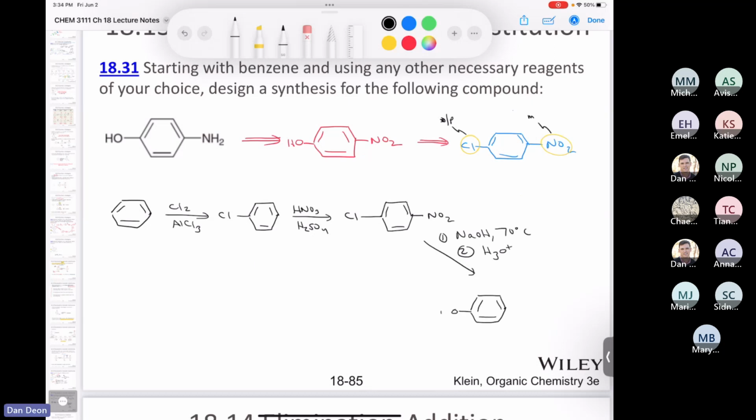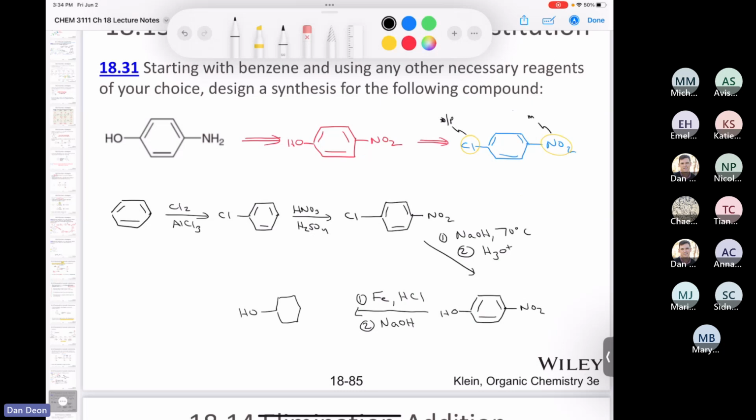So here we go with that. So we have para-nitrophenol. And then the last step is to reduce the nitro down to the amine. That's going to be a two-step process. Step 1 is going to be iron or zinc and HCl, and you can heat that. And then step 2 is just going to be sodium hydroxide to deprotonate the aniline, and that is going to give you the final product.